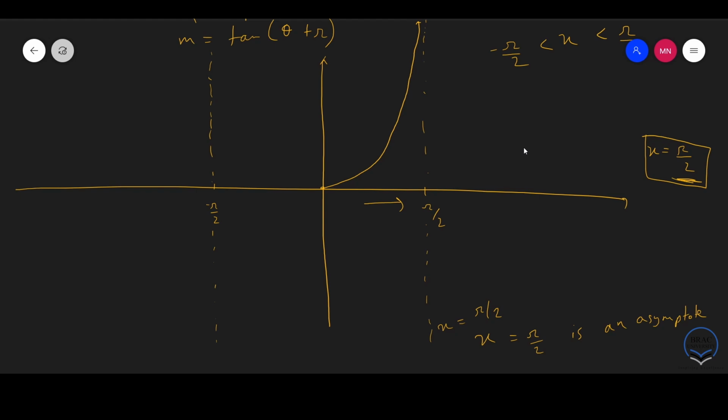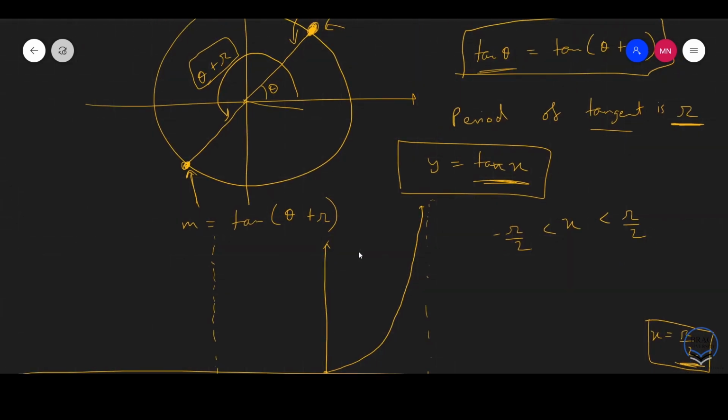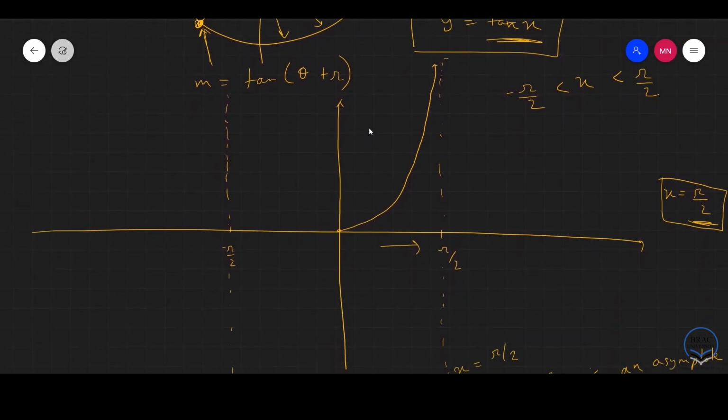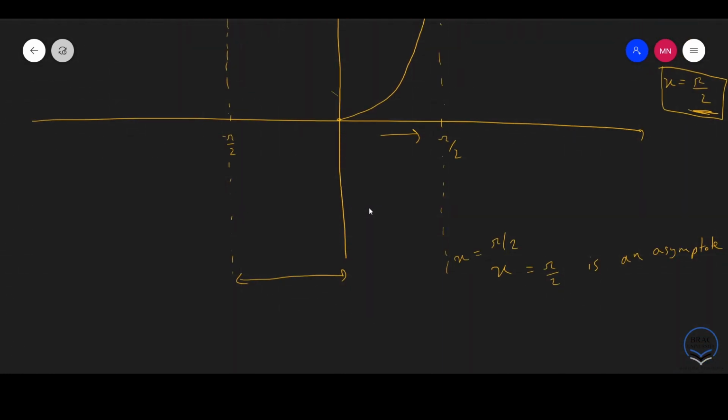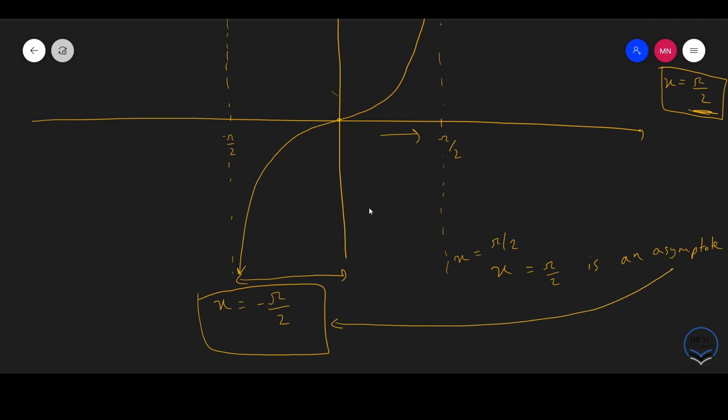Right? And similarly, when we're considering this portion from minus pi by 2 to 0, we have shown from the unit circle that we will have a negative slope that gets more and more negative as theta gets closer and closer to minus pi by 2. So we will have the graph becoming negative and getting increasingly more and more negative. And it gets closer and closer to the line x is equal to minus pi by 2, but it never intersects this line. Right? So this will also be an asymptote of the graph.